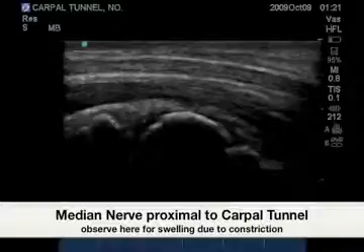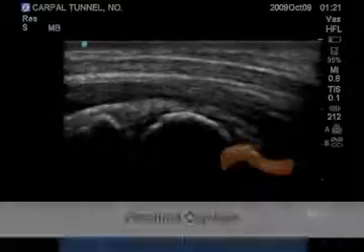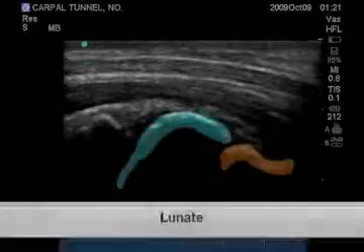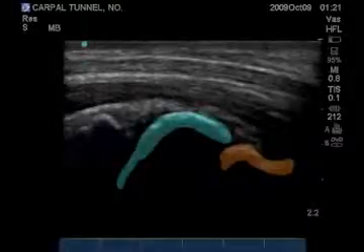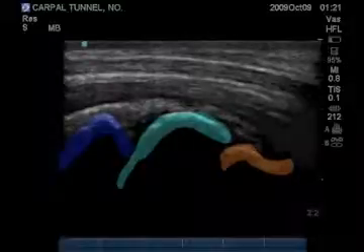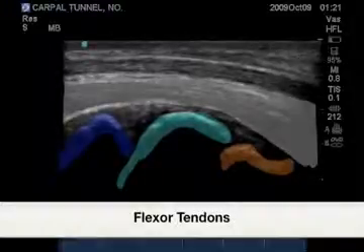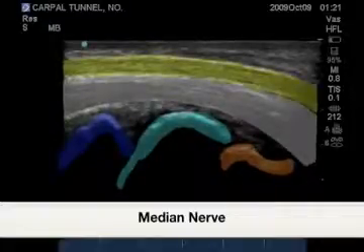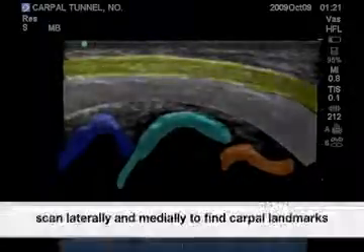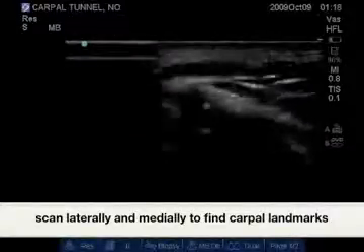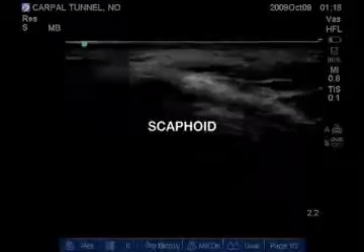Seen here is the proximal carpal tunnel. Highlighted is the proximal capitate surface, lunate surface, and distal radius in blue. As seen before, we have the deep and superficial flexor tendons, followed by the yellow representing the median nerve. To confirm position within the true carpal tunnel, scan medial to lateral for the bony prominences such as the scaphoid surface or pisiform.